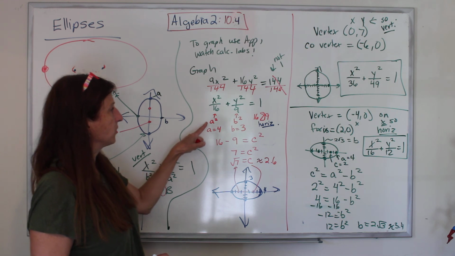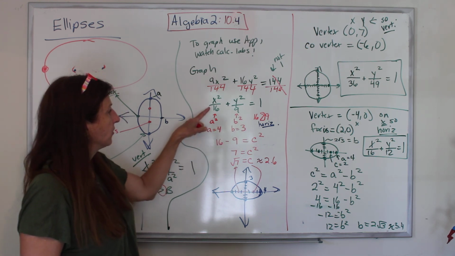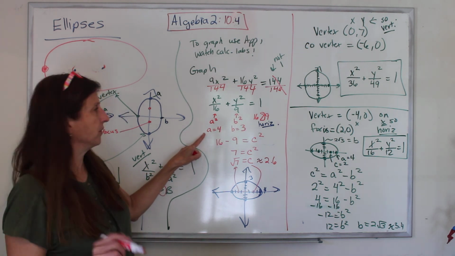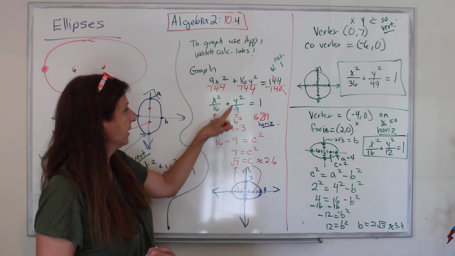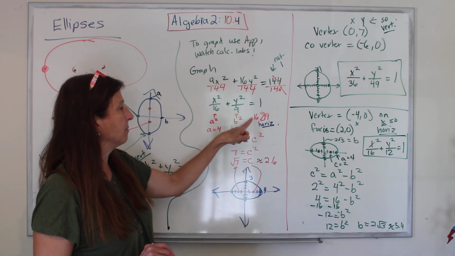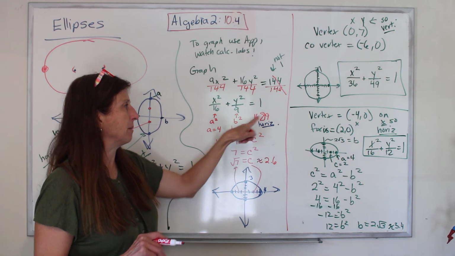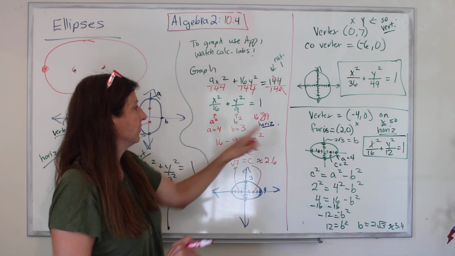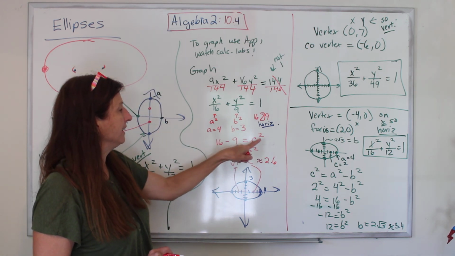And that's a squared, and that's b squared. So a is 4, the square root of 16, and b is 3, the square root of 9. And we know because 16 is bigger than 9, see Pac-Man eating 16? It's horizontal.